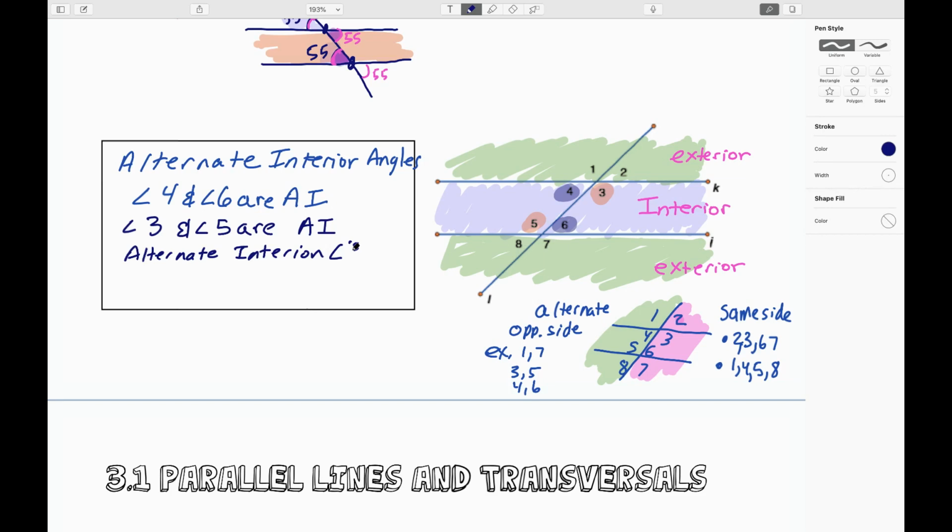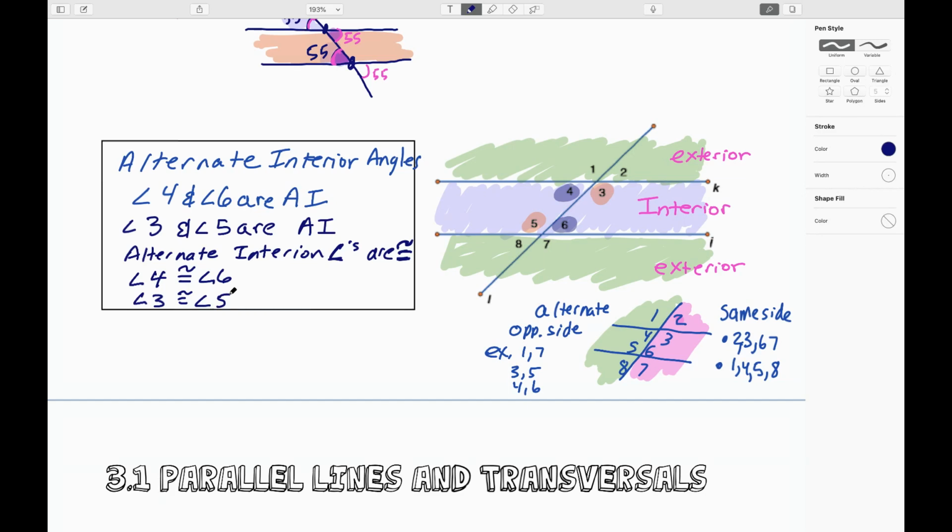and I'm going to abbreviate that. So angles, using the symbol, are congruent. They're the same measure. Okay, so not only are they 4 and 6 alternate interior, they are congruent. 4 is congruent to 6. Angle 3 is congruent to angle 5. And so there's another relationship.